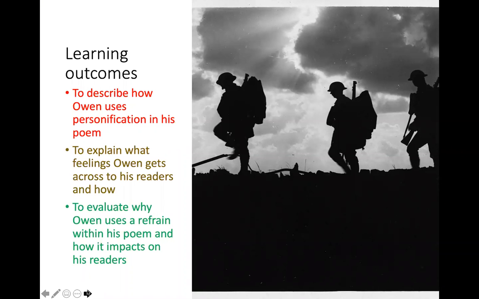Right, so in terms of learning outcomes for this week, we'd like you to be able to describe how Owen uses personification in his poem, explain what feelings Owen gets across to his readers and how, and to be able to evaluate how Owen uses a refrain within his poem and how it impacts his readers in terms of looking at it structurally.